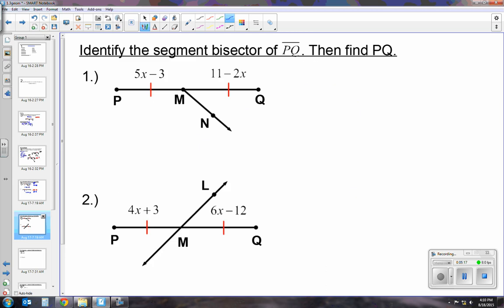Okay? So now let's add a little bit of algebra. Okay, so the first step, identify the segment bisector of line segment PQ. Same thing. The figure that's in the middle of this is M.